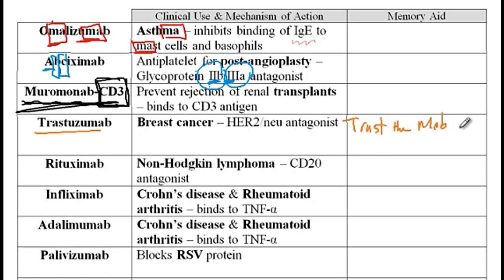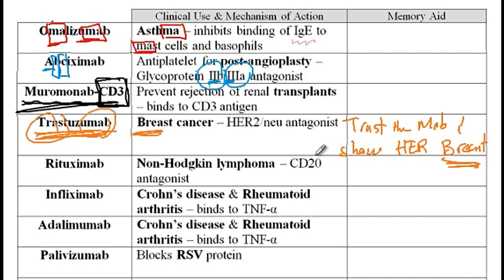Trastuzumab and show her breast. So Trastuzumab goes for Trastuzumab. And then this medication is used for the treatment of breast cancer, and it acts by acting as a HER2 antagonist. So Trastuzumab and show her goes for HER2 breast.